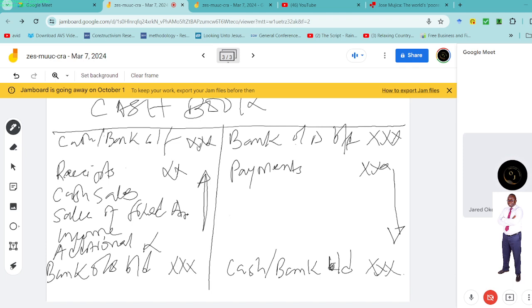Then on this other end, apart from the payments to trade creditors, there could be cash payments, not necessarily to creditors per se, but to other people that we are paying.